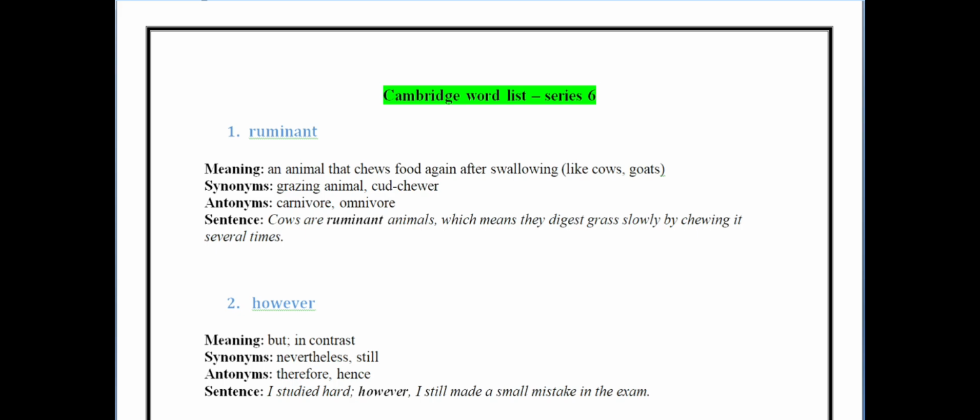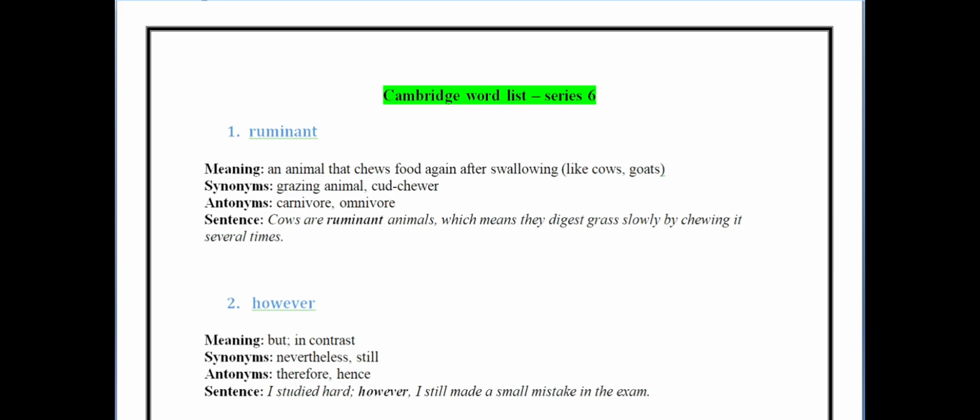Ruminant. This is an animal that chews food again after swallowing. For example, you might have seen cows and goats after they swallow the food, they again recollect it and start re-chewing it. Such sort of animals are called as ruminants.